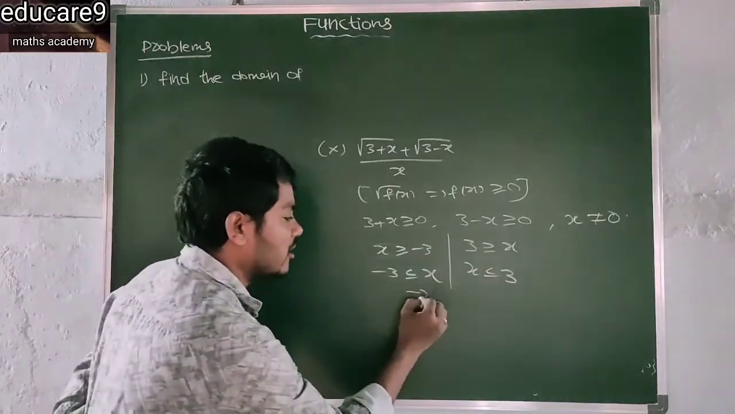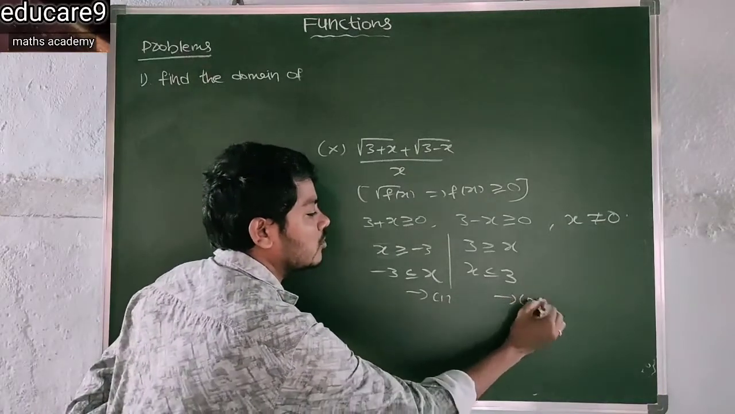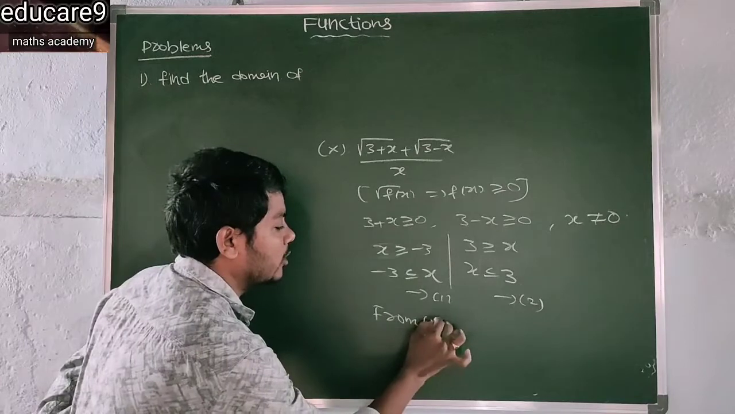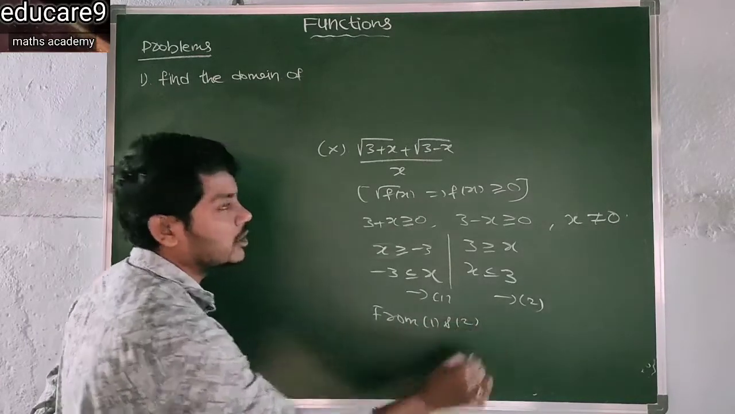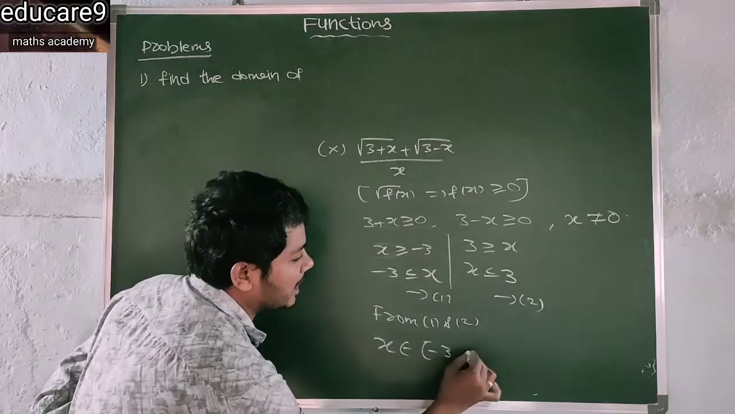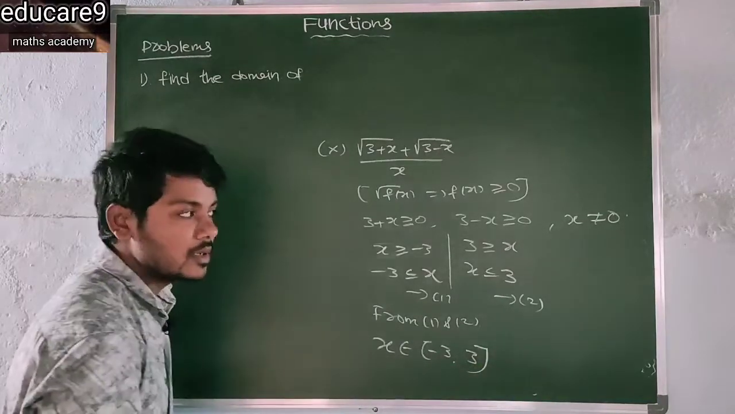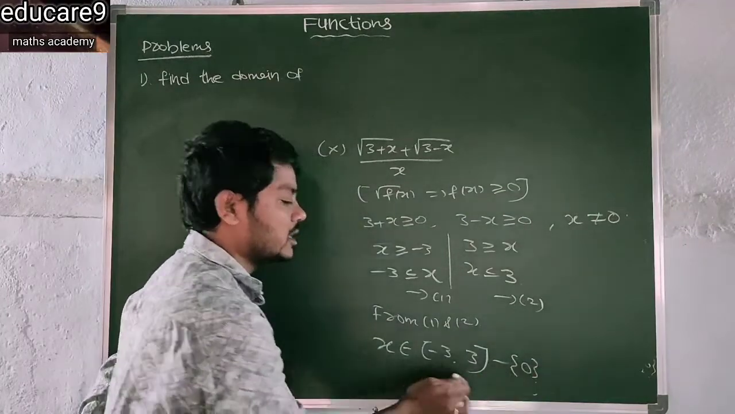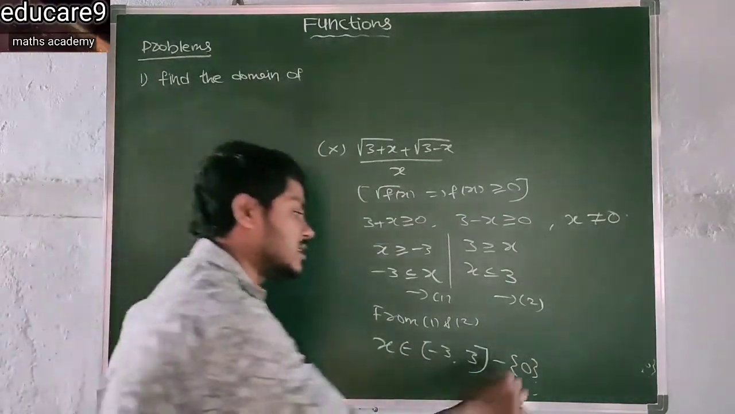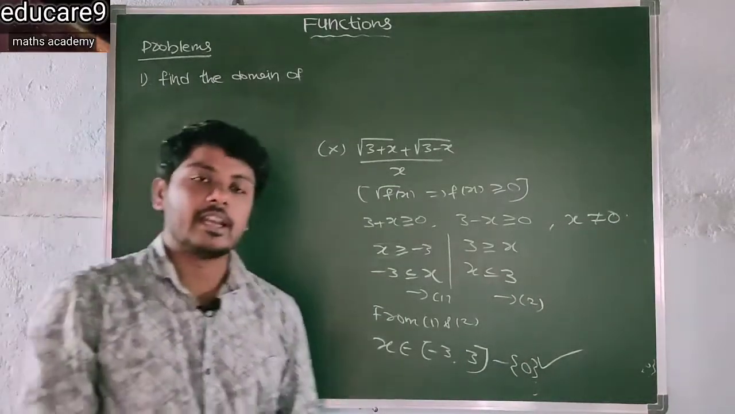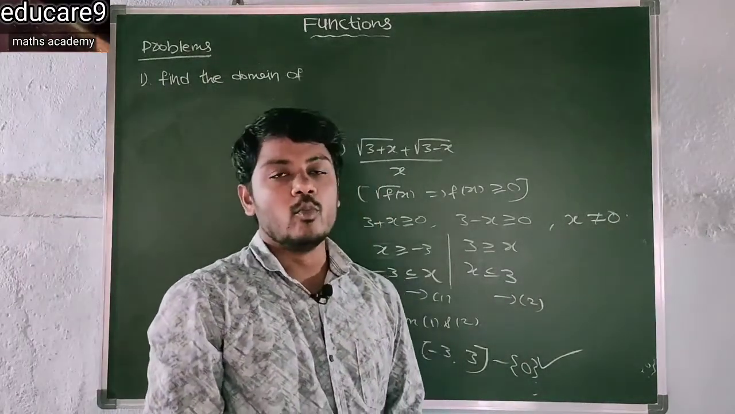Now clearly from 1 and 2, what is the domain? x belongs to the closed interval minus 3 to 3. But here, minus 0, so remove 0 from this interval. So this is the domain of the given function. So for the next session, we will discuss more problems.